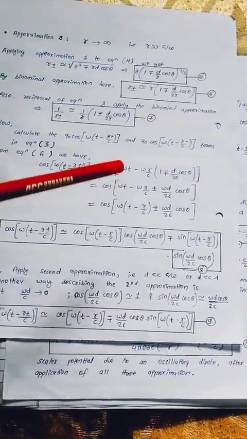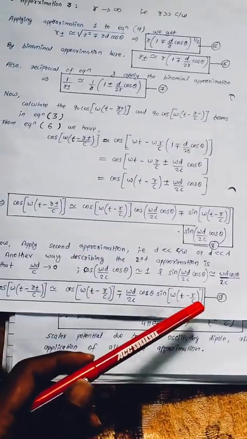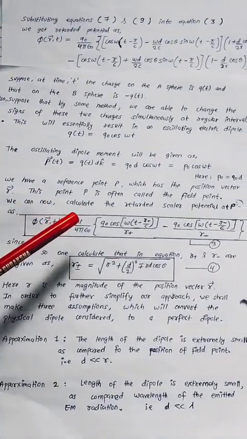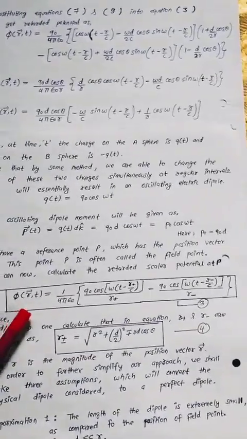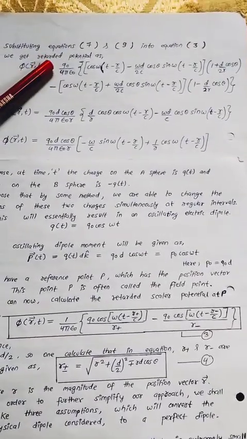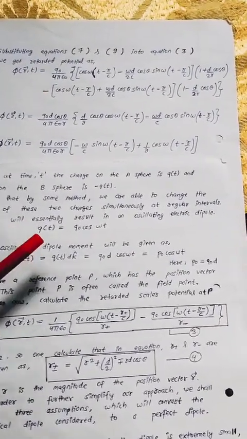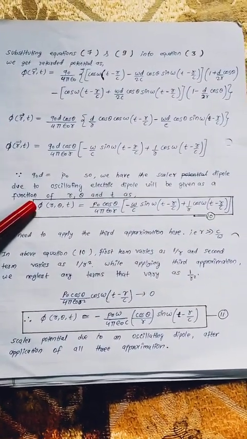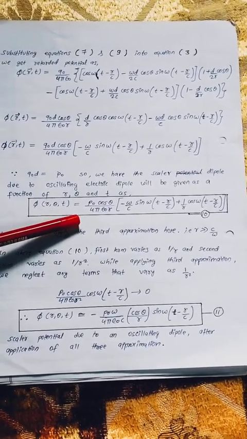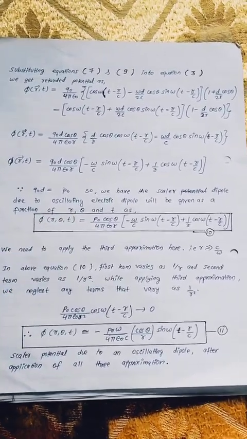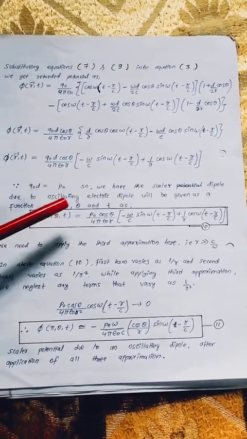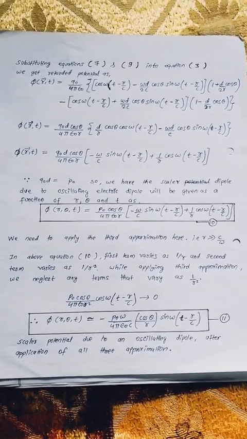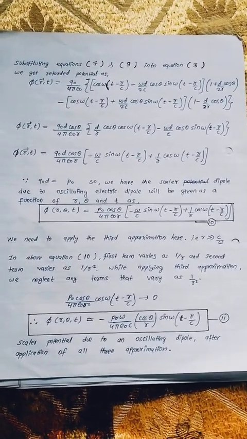this equation 7 and this equation 9 in equation 3, then we get this long equation. After simplifying, we get the scalar potential equation like this. So we have the scalar potential due to an oscillating electric dipole, given as a function of r, theta and t.